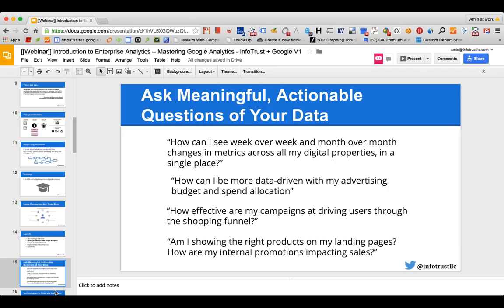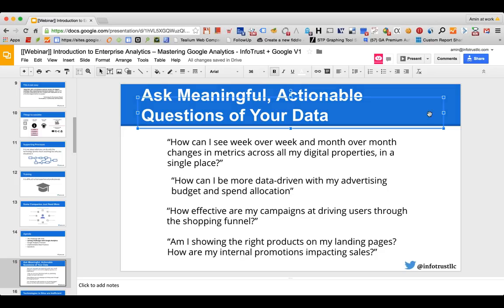And it all starts with asking meaningful questions like, how can I see week or month over month changing metrics across digital properties in a single place, so single source of truth? How can I be more data-driven with advertising budget? How can I better understand the effectiveness of my digital campaigns end-to-end, from acquisition channels to the behavior of the user on the website to their conversion? So it all starts actually with really asking meaningful questions.